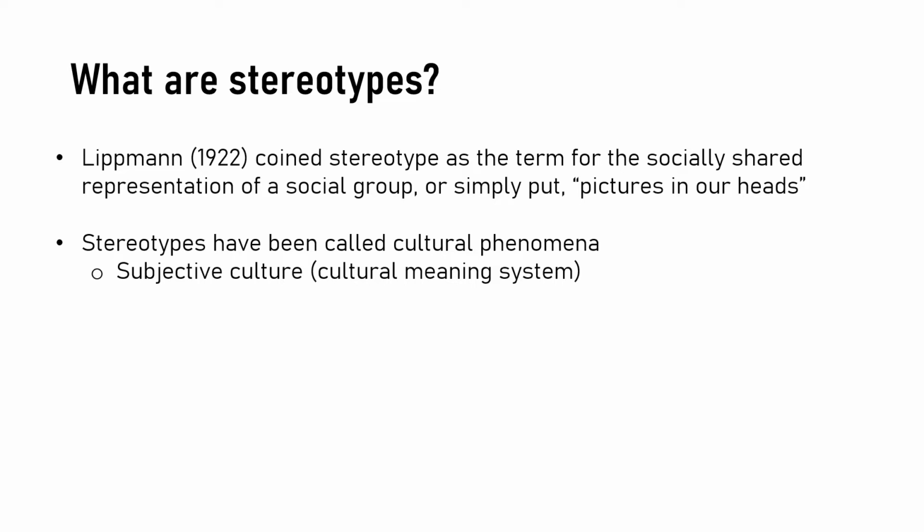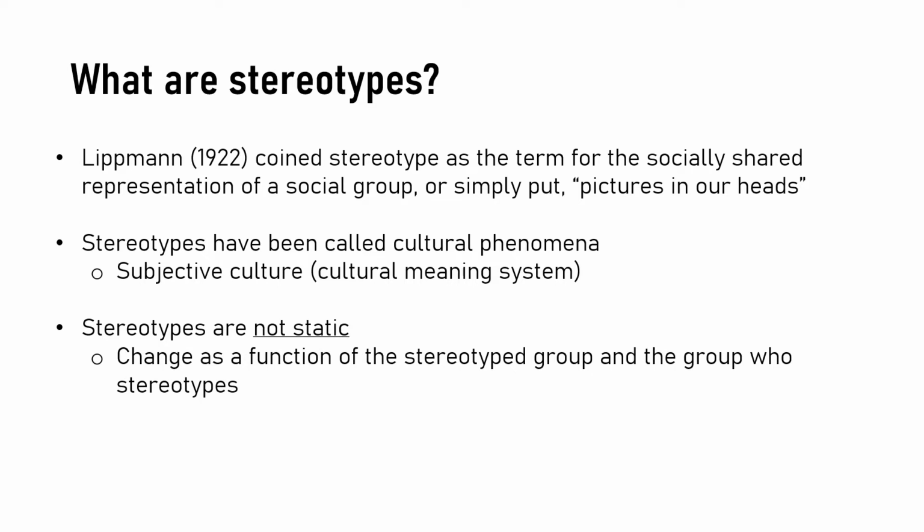Stereotypes have been called cultural phenomena in that they're subjective cultures, so they are a meaning system in cultures, and they change depending on which culture you're in. Again, stereotypes are not static. They can change as a function of the stereotyped group and the group of stereotypers. As the stereotyped group develops and they prove or disprove certain stereotypes, the group of stereotypers may adjust and create new stereotypes for that group, whether that be positive or negative. And that's the last point, that stereotypes can have either a positive or a negative connotation with the social group.